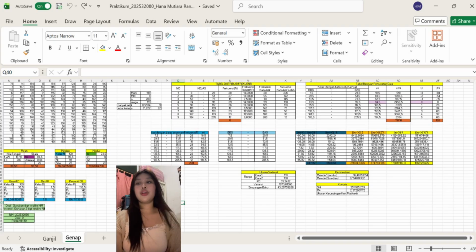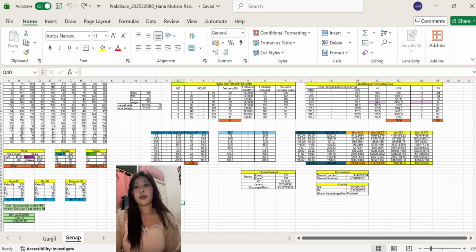Moving on to the measures of variation or dispersion, which show how spread out our data points are. First, we have the mean deviation or rata-rata simpangan, which is calculated by summing the absolute difference between each midpoint and the mean, multiplied by their frequencies. The total sum is 6,668.64. Divide by 200. It gives us a mean deviation of 33,34.